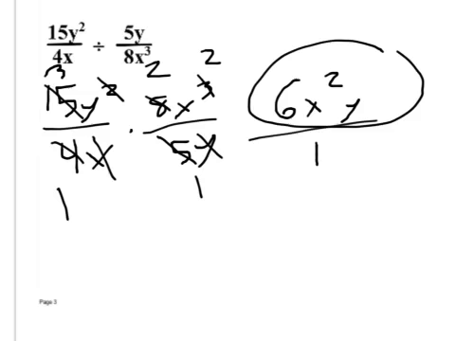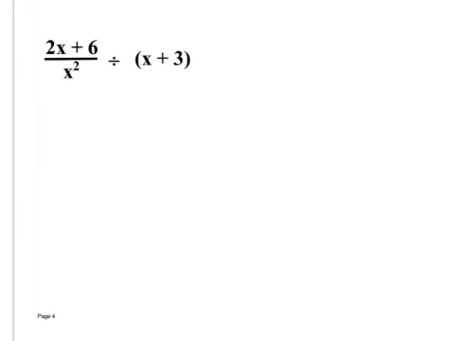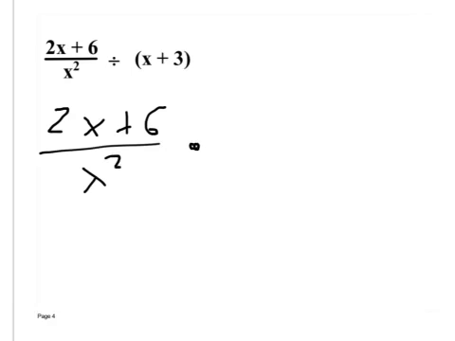All right, let's do this one. You have 2x plus 6 over x squared divided by x plus 3, sorry. So I'm going to rewrite this: 2x plus 6 over x squared. I'm going to multiply by the reciprocal of x plus 3, which is 1 over x plus 3.